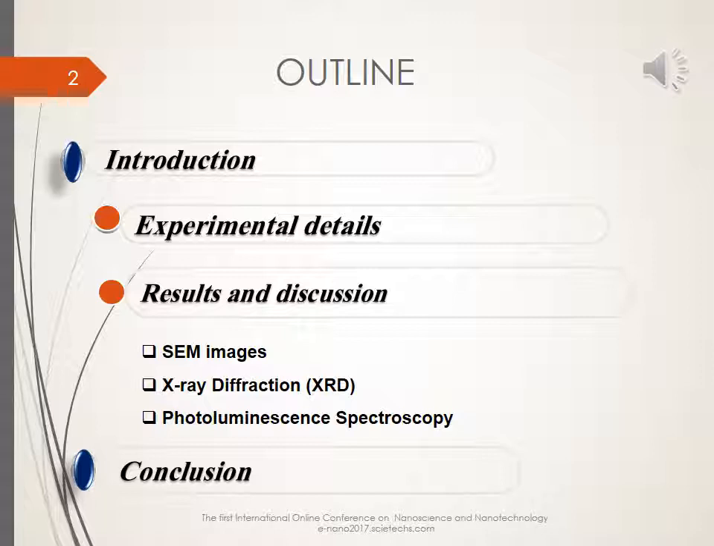My presentation is divided into 4 parts. I am going to begin with a short introduction. Then we talk about the experimental details. After that, we move on to the results. We discuss the results obtained by scanning electron microscopy, X-ray diffraction and photoluminescence spectroscopy. And then we finish the presentation with a short conclusion.